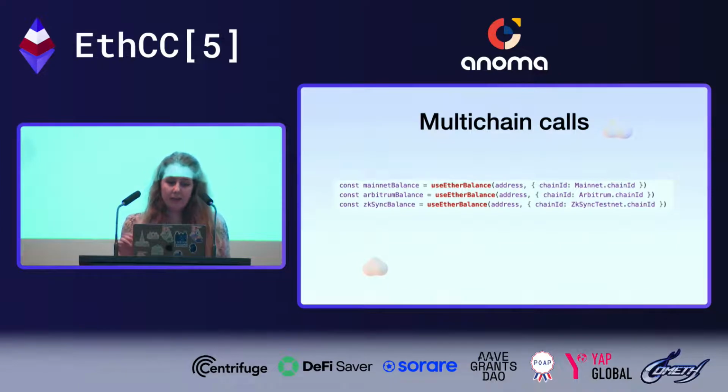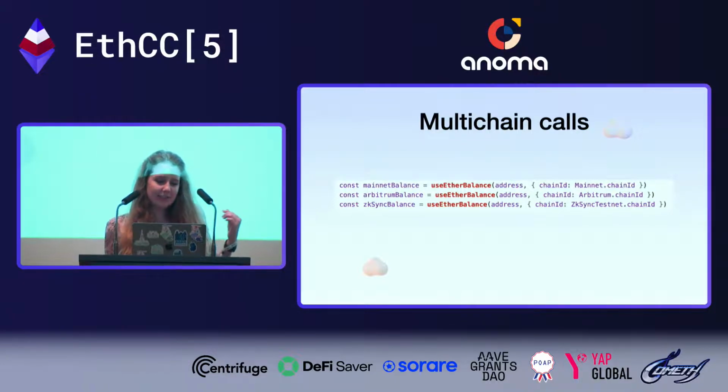Okay, so our latest feature is multi-chain and multi-layer support, and it's super easy because the only difference is that you need to pass an additional parameter, which is an object with chain ID. So in this case, we can get the balance of the same account on 3 different layers, on 3 different chains. For example, we have mainnet, Arbitrum, and zkSync testnet.